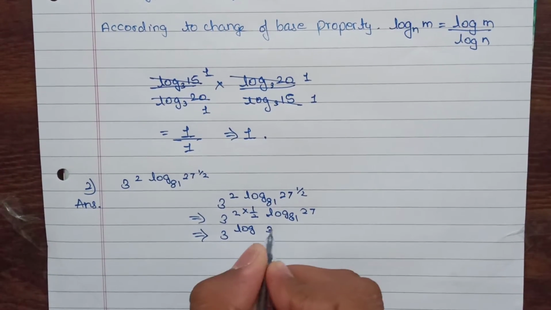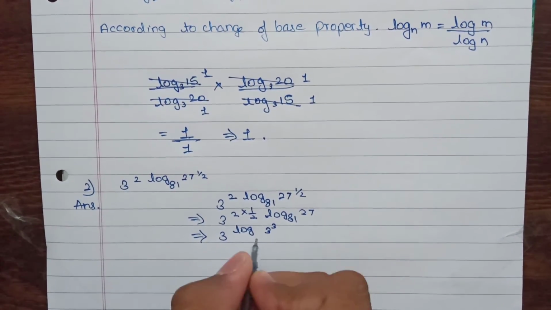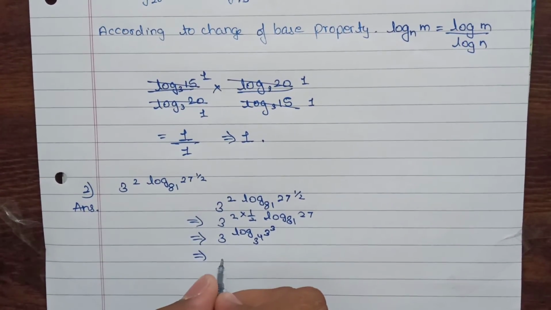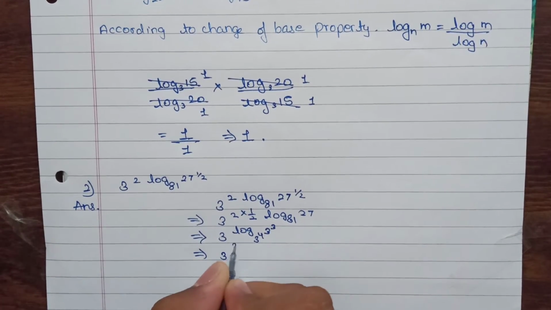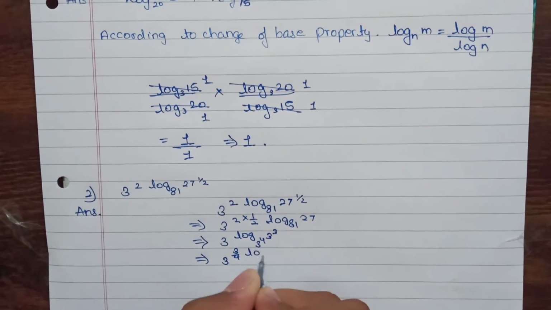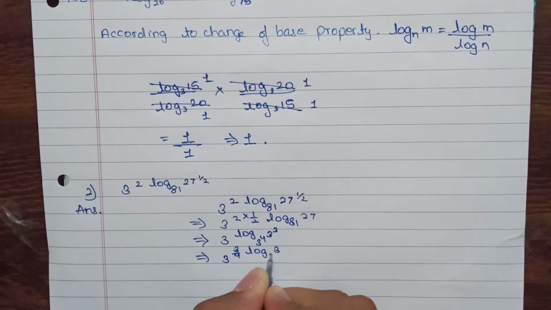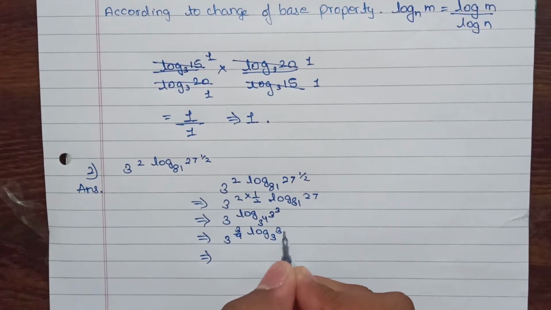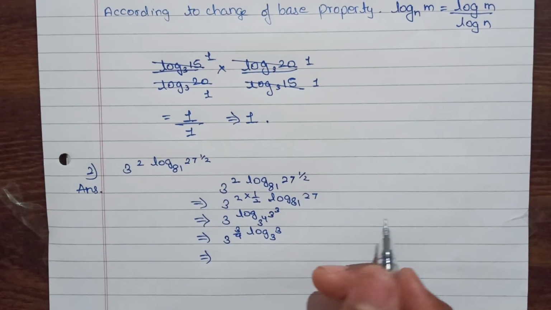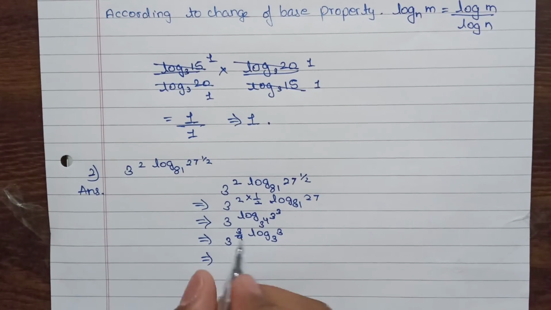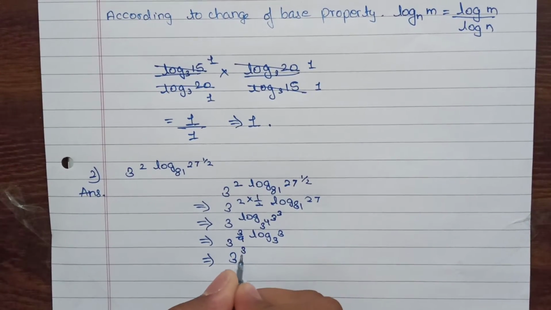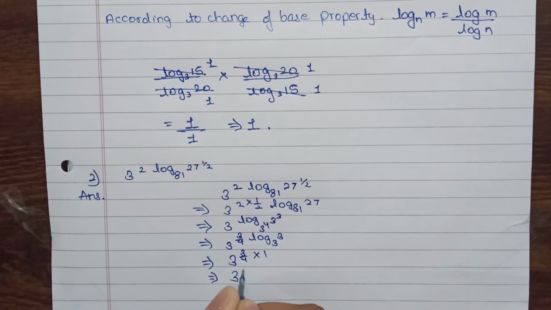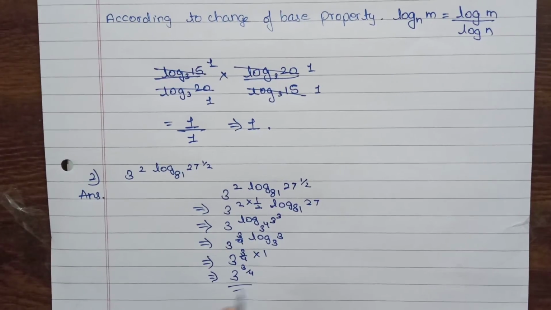27 is 3 cube and 81 is 3 to the power 4. So this 3 and 4 will come in front and it will become 3 upon 4 log 3 to the base 3. And we all know if the number and the base are the same, we would consider it as 1, so it would become 3 to the power 3 upon 4 into 1, which equals 3 to the power 3 by 4. So this is our answer.